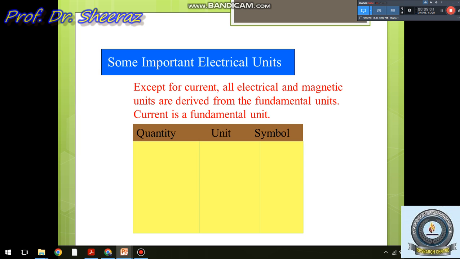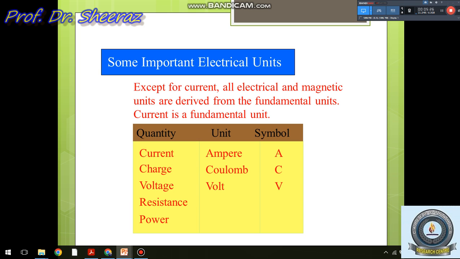Whereas in the case of electrical units, we have the following electrical and magnetic quantities: current, charge, voltage, resistance and power. Current has a unit ampere represented by A, and it is also represented by I. Charge is in coulomb represented by C. Voltage is in volt or V. Resistance is in ohm, and this symbol is known as omega. Power is in watt or W.